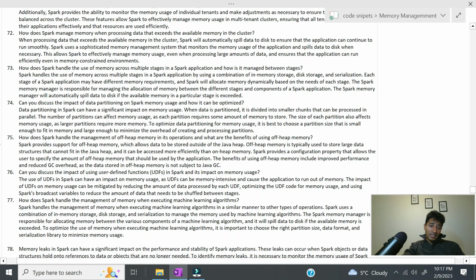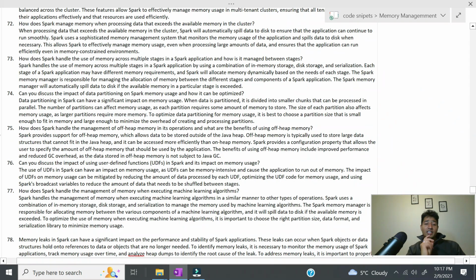Can you discuss the impact of data partitioning on Spark memory usage and how it's optimized? So data partitioning in Spark has a significant impact on memory usage. When data is partitioned, it is divided into smaller chunks and can be processed in parallel. The number of partitions can affect the memory usage as each partition requires some amount of memory to store. The size of a partition also affects the memory usage, right? As larger partitions require more memory. To optimize data partitioning for memory usage, it's best to use a partition size that is small enough to fit in memory, right? Important.